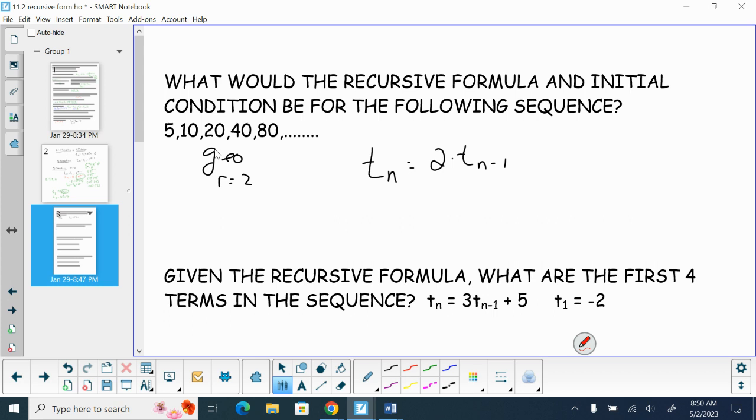So if we take a look now, once again we need to get our initial condition here. We need to remember that T1 is equal to a value of 5. We need to know where we start. So if I have T1 as 5, to find T2 we take 2 times Tn minus 1, which is 2 times T1, which gives us 2 times 5, which is 10.